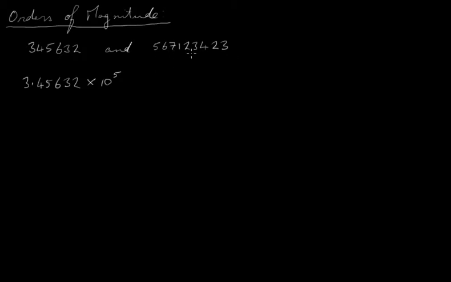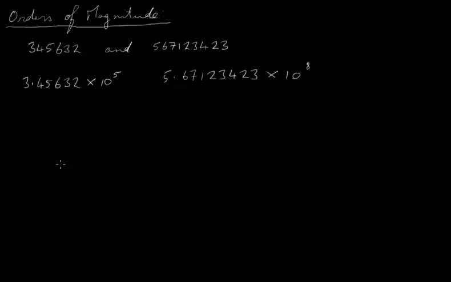This number here, we do exactly the same thing. The decimal point is here. Bring it back to here so that we end up with a number between 1 and 10. So we get 5.671234423. Now these two numbers are completely different at this stage. So what do we need to do to this decimal point to bring it back here again? We need to move it 1, 2, 3, 4, 5, 6, 7, 8 places, so we're multiplying by 10 to the power of 8. Now these two numbers are the same. So I've written this number in scientific notation, and I've written this number now in scientific notation.